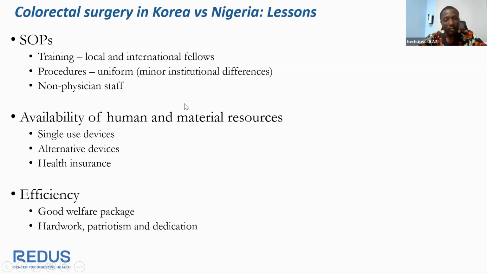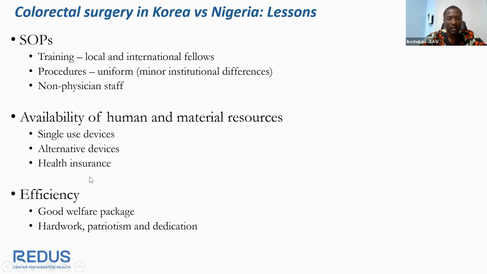They also have adequate human and material resources. Mostly they use single-use devices, nothing like reuse and reprocess. Most things they take new from the package. They also had alternative devices for the staplers, so if one is not working right there, they pull out another one. They have multiples of these things in the operating room. And they have a very good health insurance system where something like laparoscopic surgery is covered under health insurance. It's only robotic surgery that the health insurance doesn't cover.